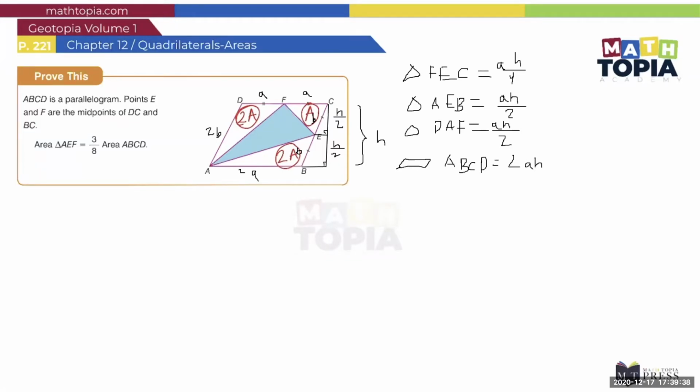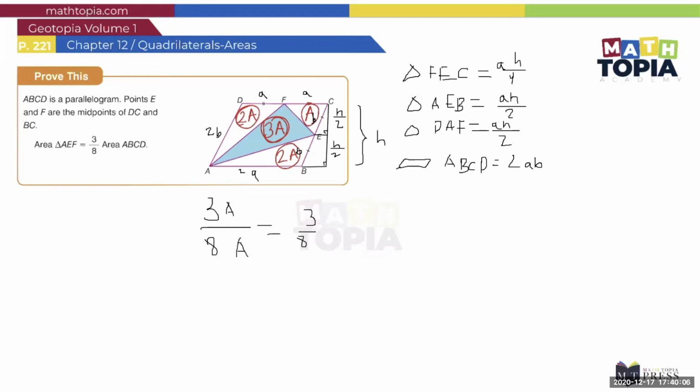Which is in terms of capital A, equal to 8A. Then what's the leftover part? So this little part over here is going to be 3A. So the ratio is 3A over 8A, so the ratio is 3 over 8. And that proves this.